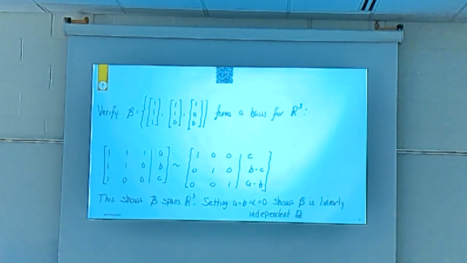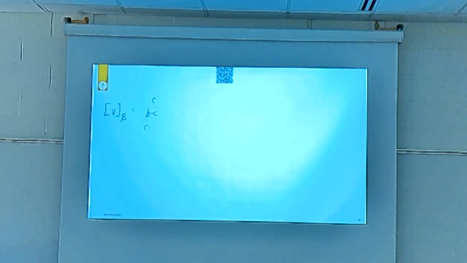What's the coordinate vector with respect to B? It would just be C, B minus C, A minus B. Yeah, and it's just that augment, right? And there's your coordinate vector.